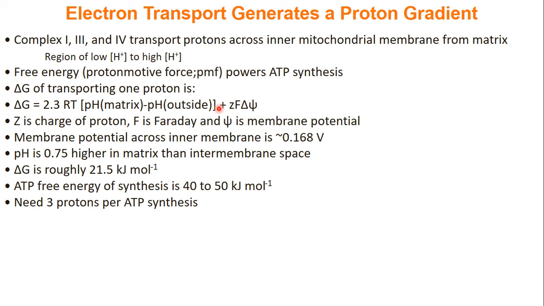pH outside) plus ZF delta theta, where Z is the charge of the proton, F is Faraday, and theta is our membrane potential. So we can take the membrane potential to be roughly 0.168. pH is roughly 0.75 higher in the matrix than the intermembrane space, so delta G is roughly 21.5 kilojoules per mole. Now, making ATP takes somewhere between 40 to 50 kilojoules per mole, and all in all, 3 protons are needed per ATP synthesis.